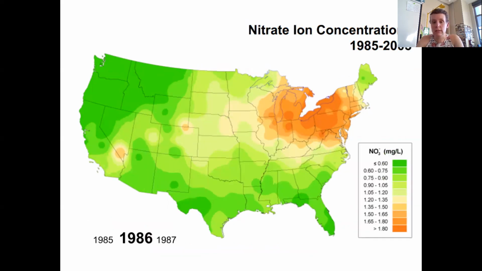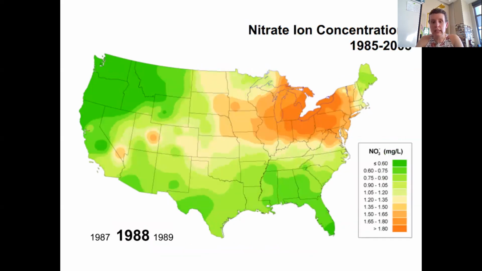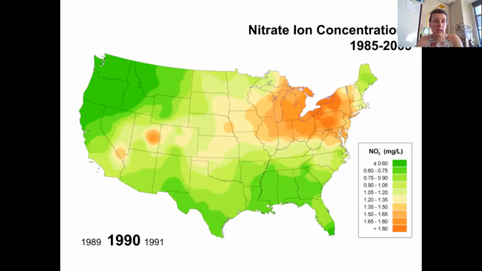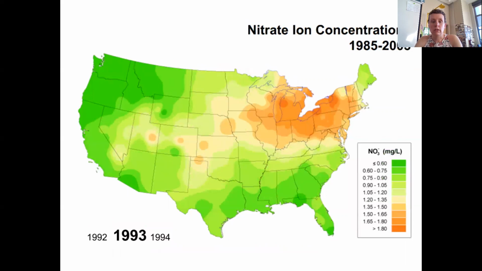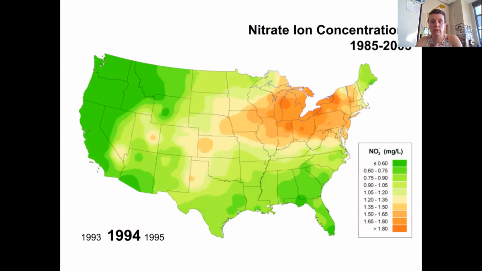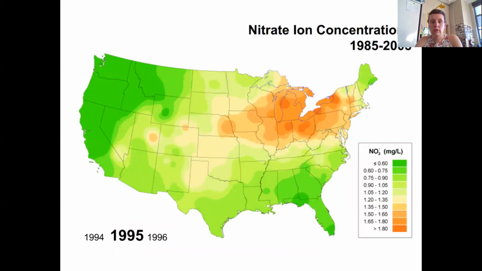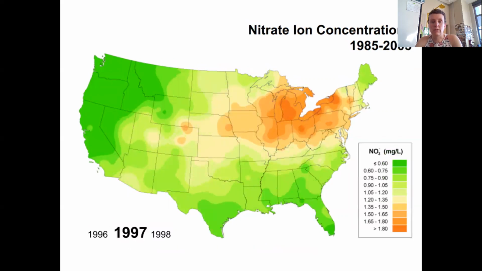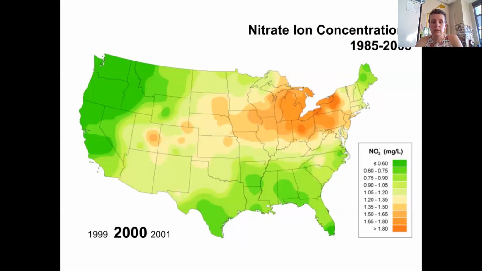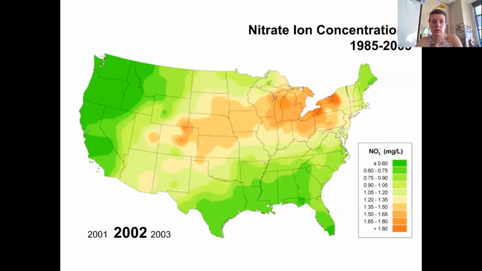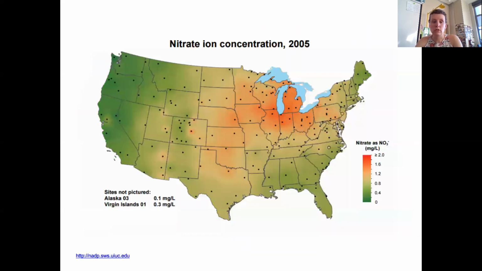So 1986, 87, 88, 89, 90. Now we're seeing an orange spot develop in Utah, so we've got some industry developing there. 91, 92, 93, 94, 95, 96, 97, 98, 99, 2000, 2001, 2002, 2003, 2004.